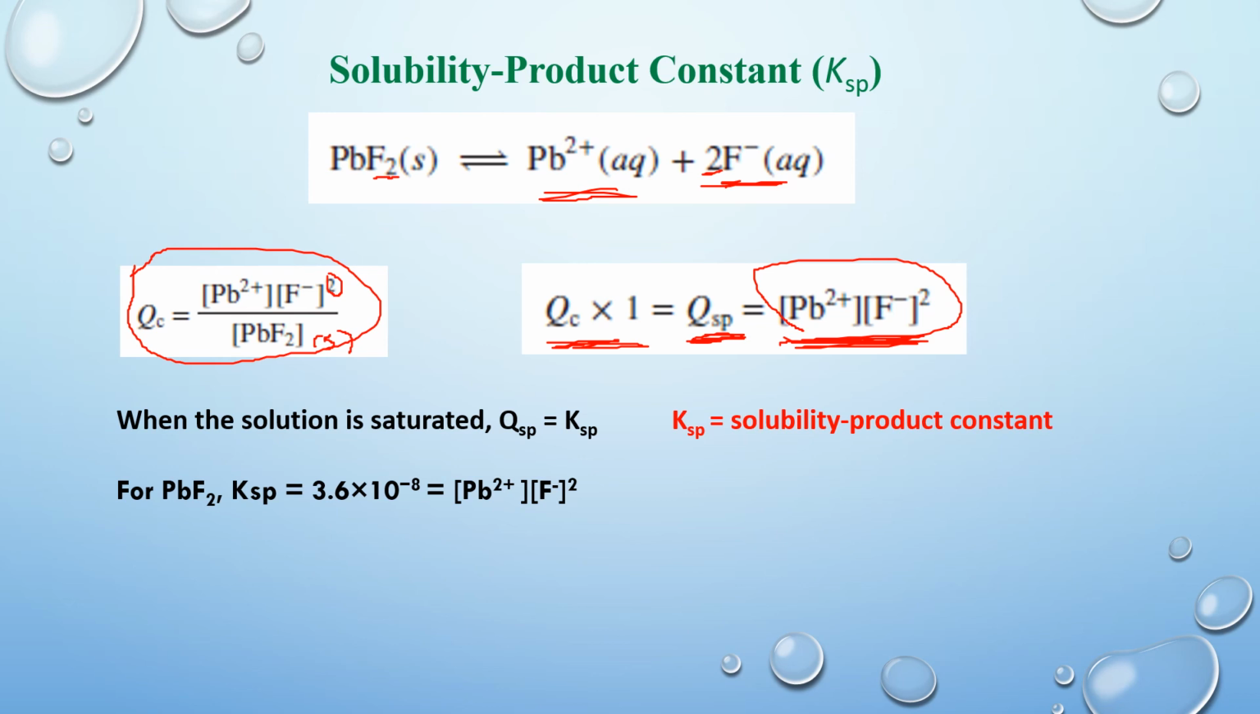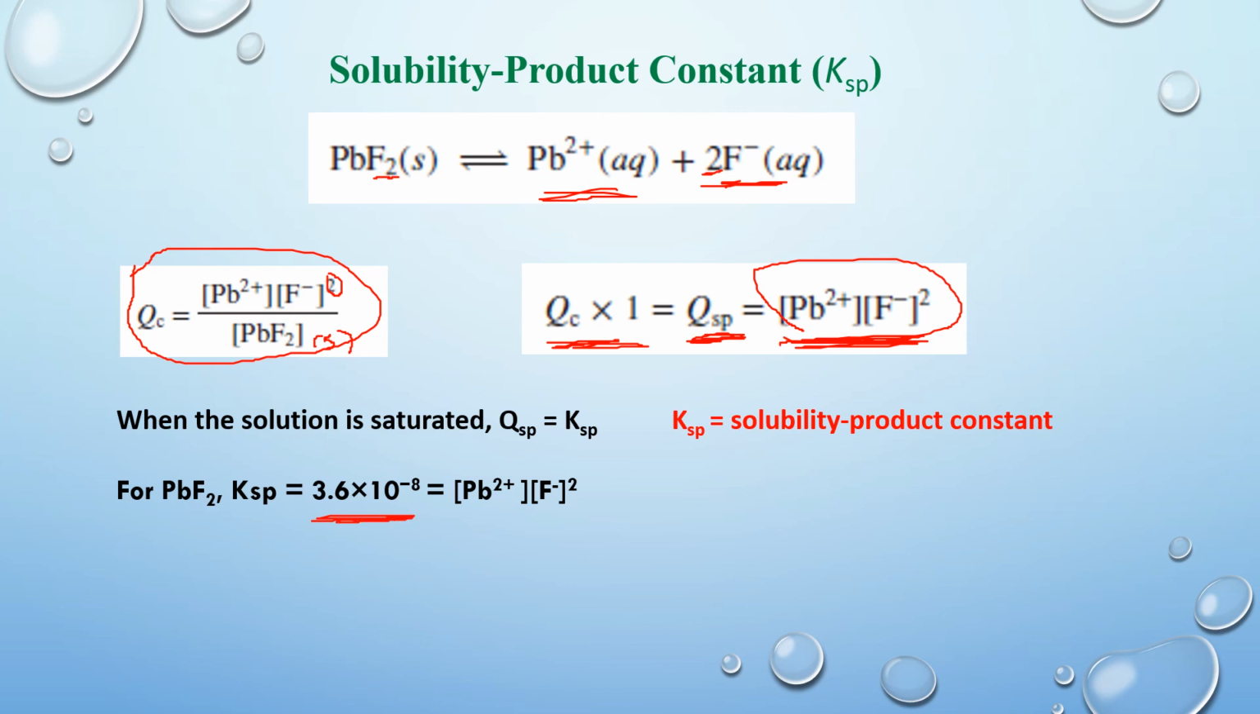Right, so here the Ksp means the solubility product constant, which is also the equilibrium constant when the dissolution of this ionic compound reaches saturation. For this lead fluoride, its solubility constant is equal to 3.6 times 10 to the negative 8. As you can see, it's a very small number.